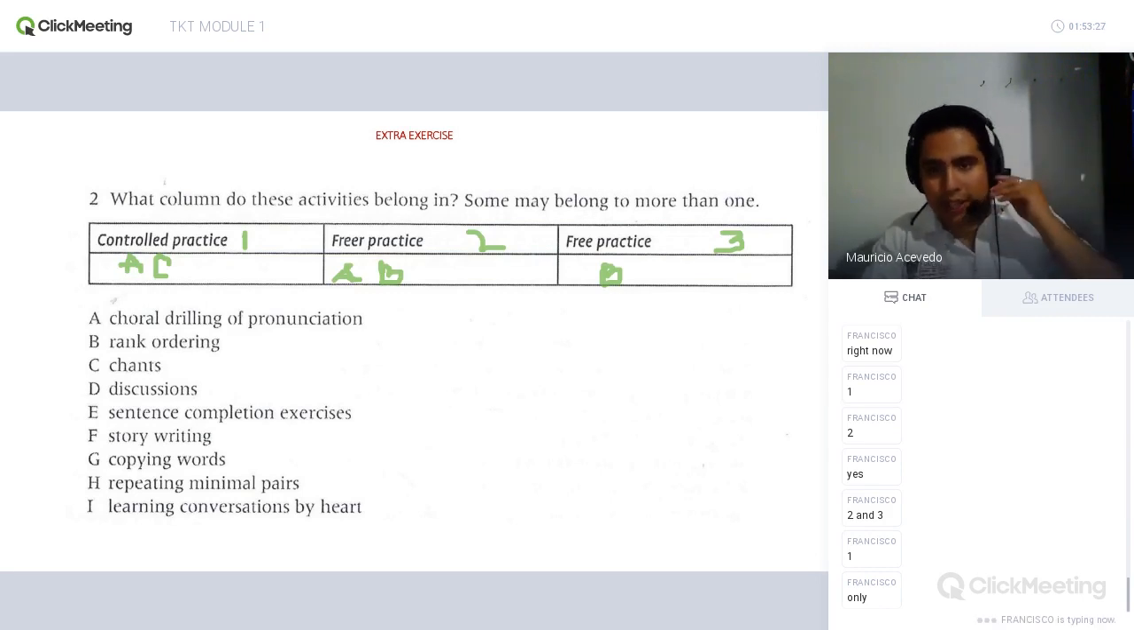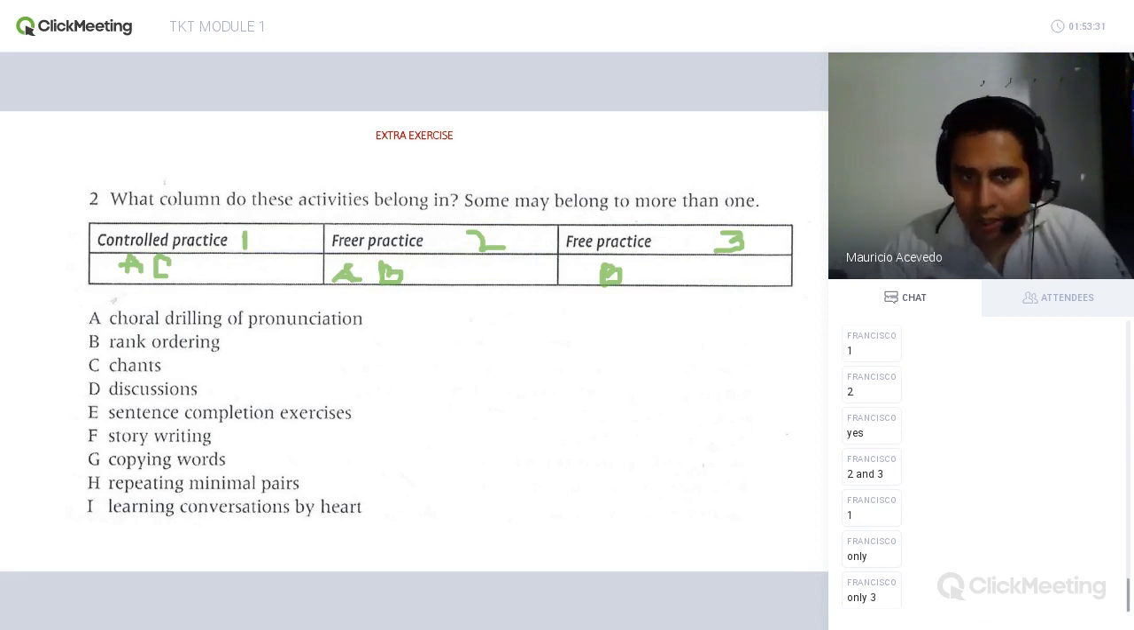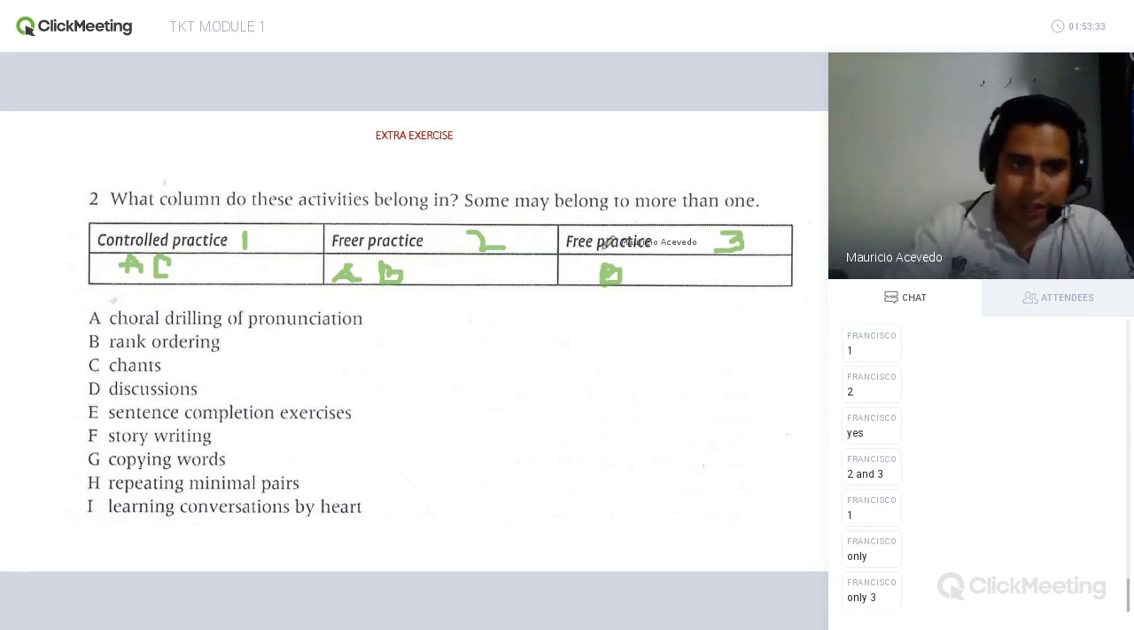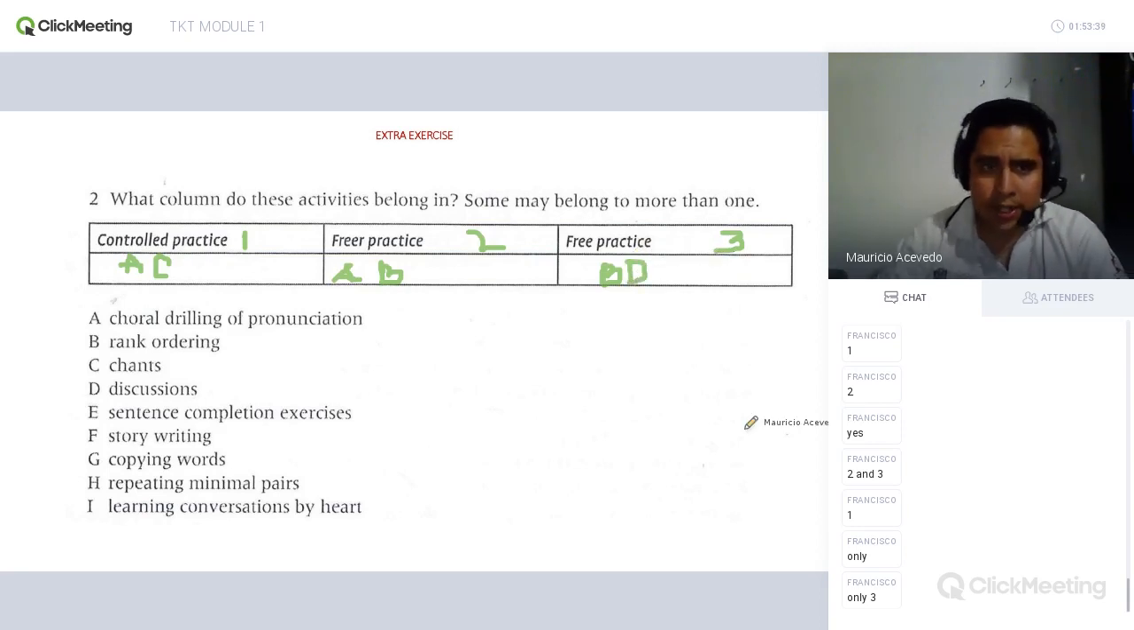Discussions. What do you think? Talking about discussions. Only 3. Okay. Sentence completion exercise. Control, freer, or free?